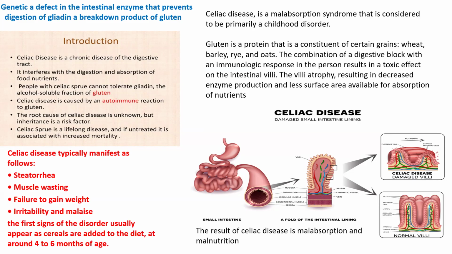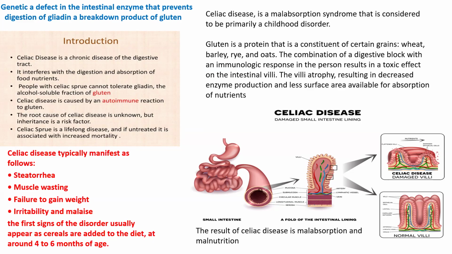Okay. So we're going to start with celiac disease here, and I'm going to start from the beginning. Celiac is a defect in that intestinal enzyme. It prevents the digestion of that gliadin, or the breakdown of the gluten.